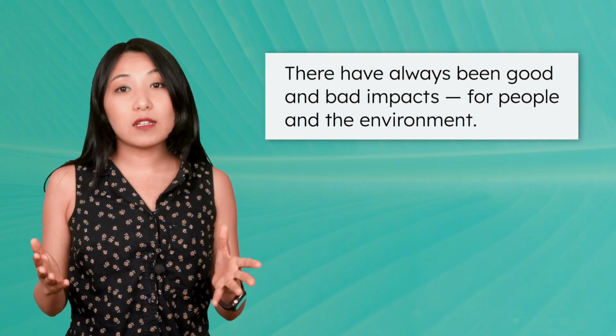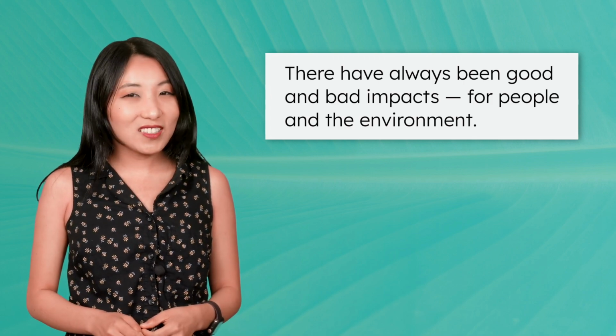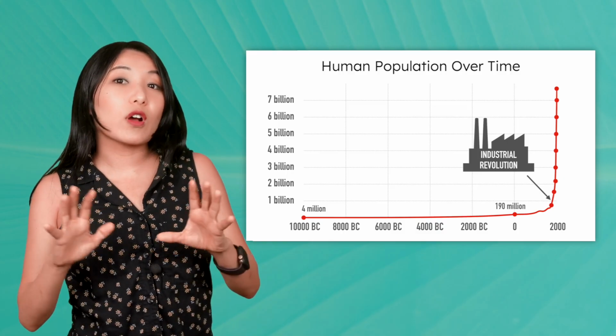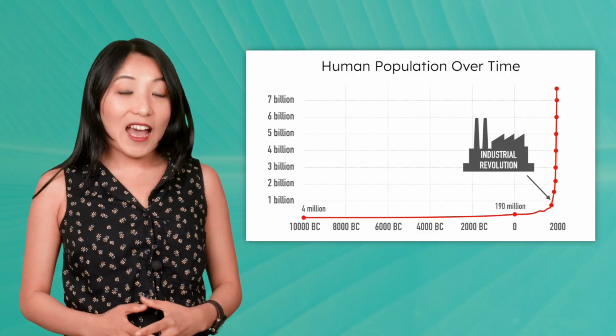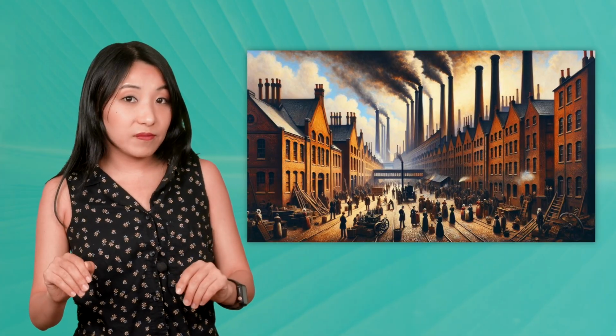Across history, humans have depended on, modified, and adapted to the environment differently. But there have always been good and bad impacts for people and the environment. Another common thread? Throughout time, changes in human activity were influenced by the number of people on Earth. As populations grew, people settled into communities. With technological advancements, populations continued to grow and build new communities using more land space.